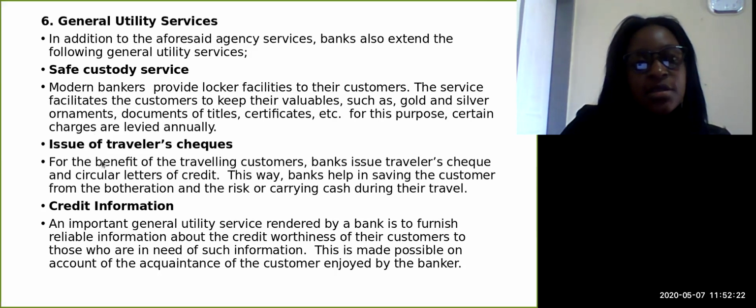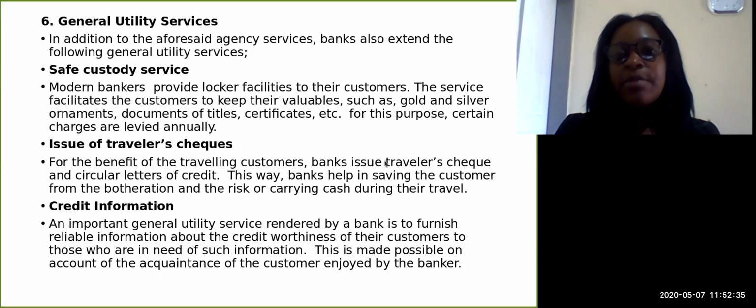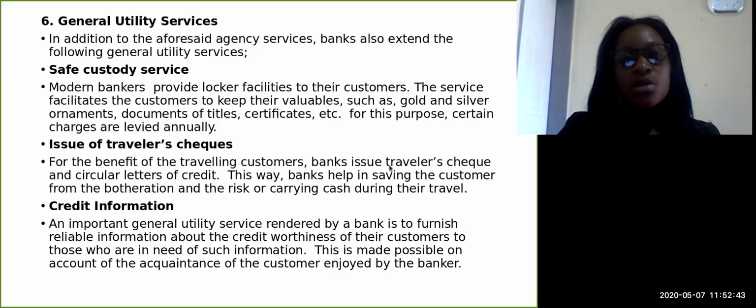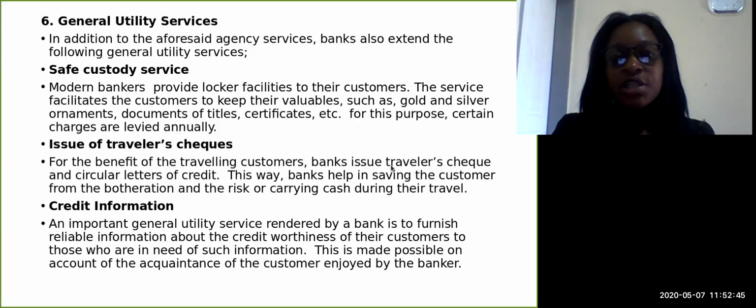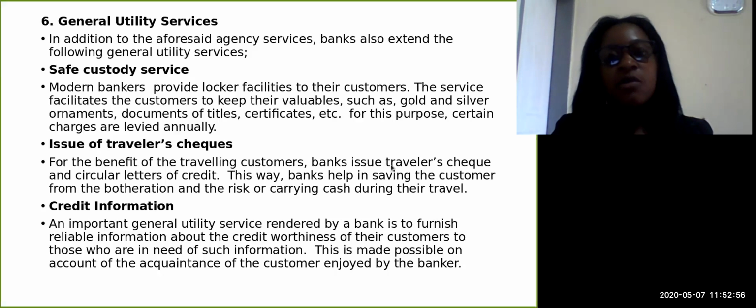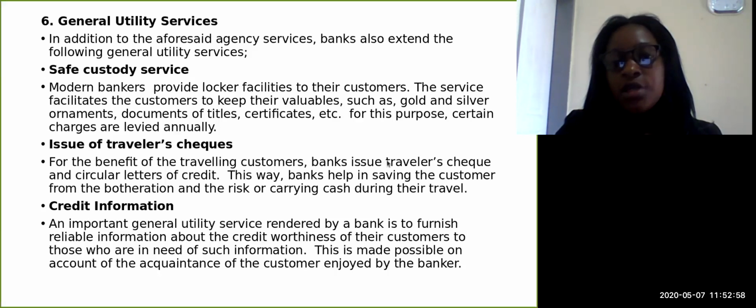Then the next is issue of traveler's checks, which we already covered in the agency functions of banks. Then the next is credit information. An important general utility service rendered by a bank is to furnish reliable information about the creditworthiness of their customers to those who are in need of such information. This is made possible on account of the acquaintance with the customer enjoyed by the banker.